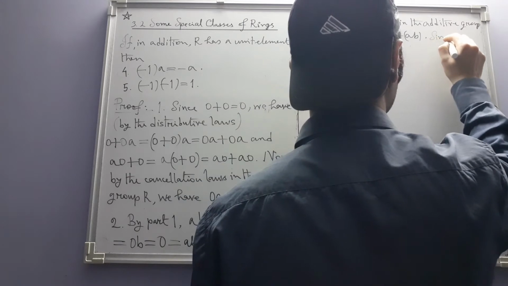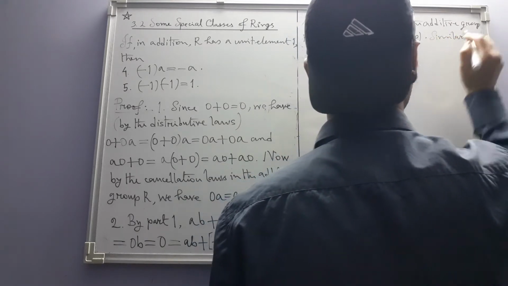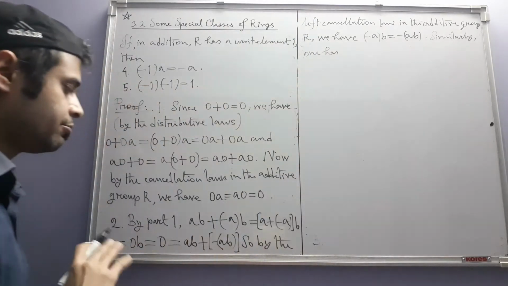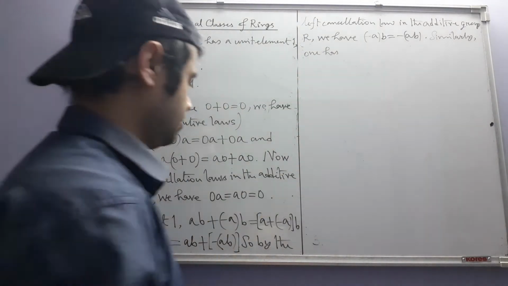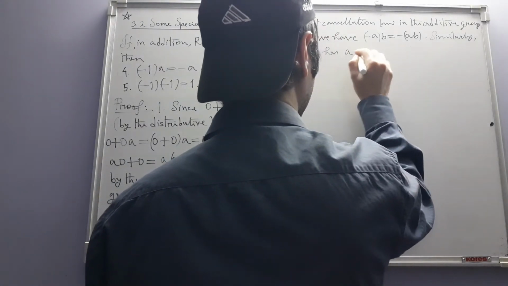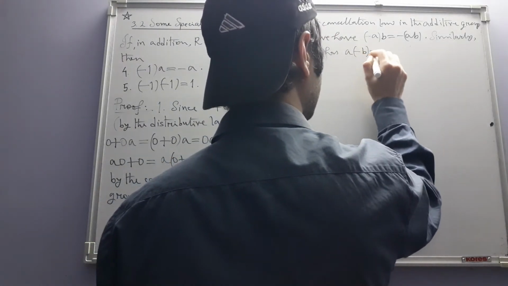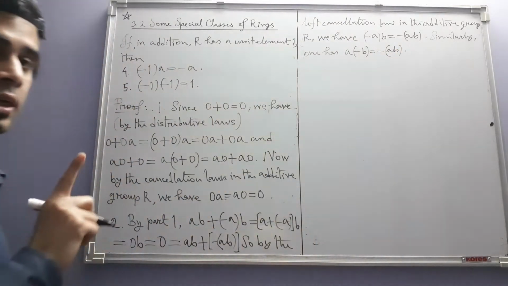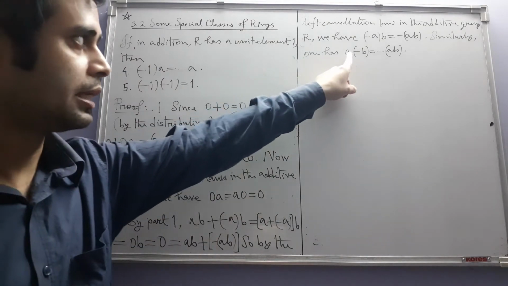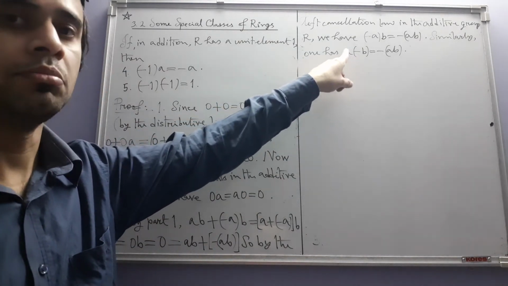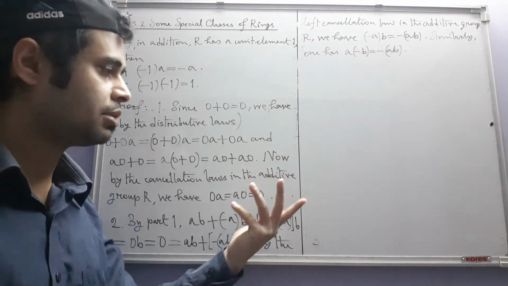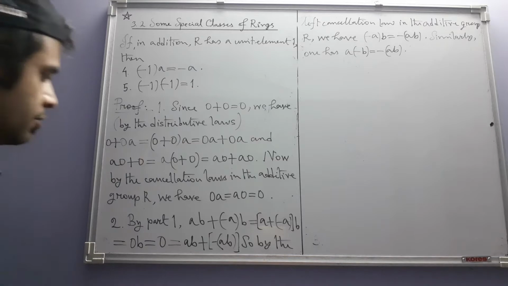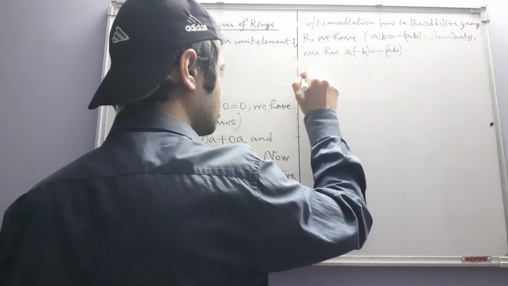Similarly, now you know how to prove the other one. One has A times minus B is equal to minus AB. Note that we cannot change the order. We cannot write B times minus A here because we are not given that R is a commutative ring. So this ends part 2.